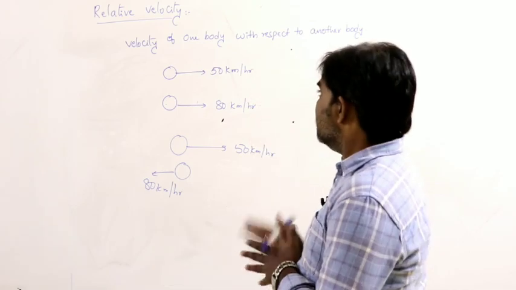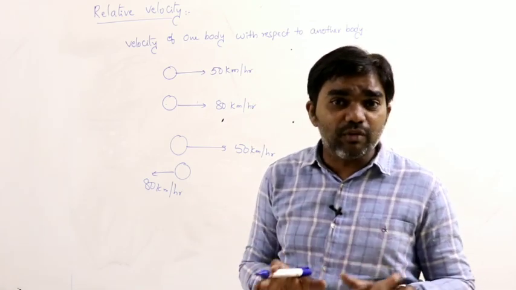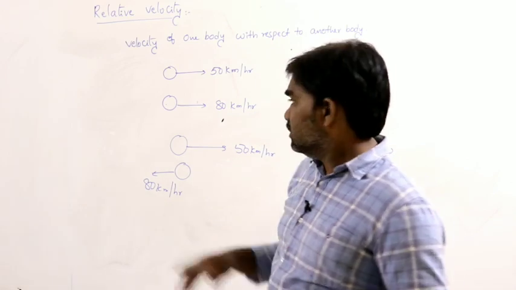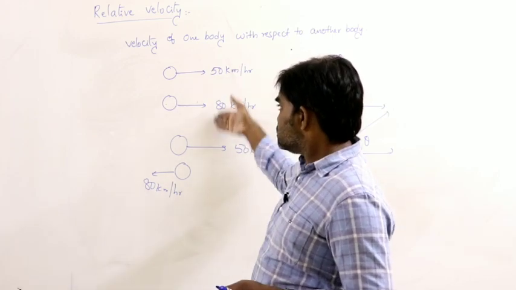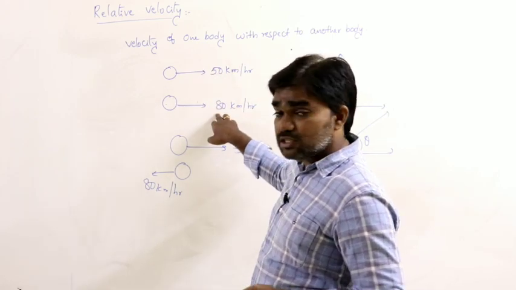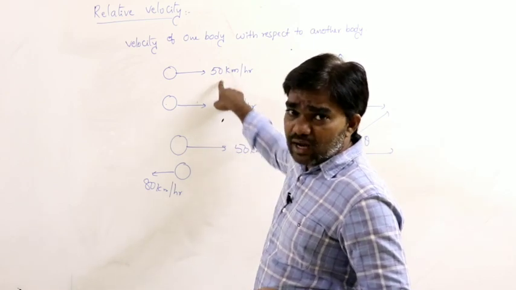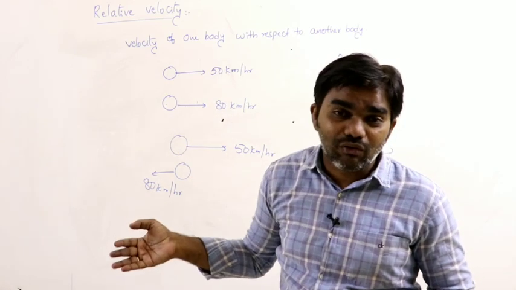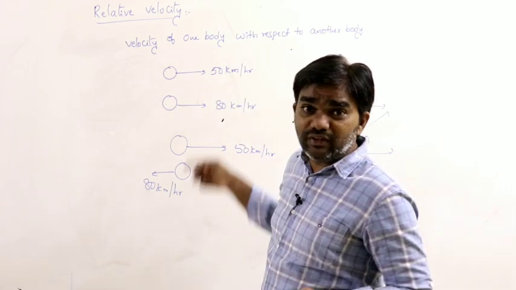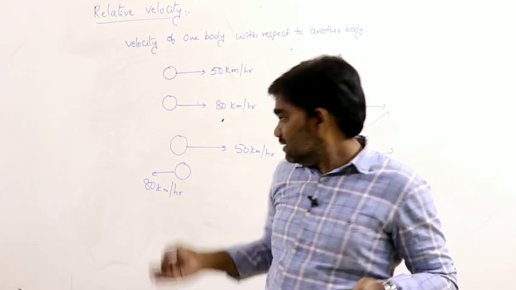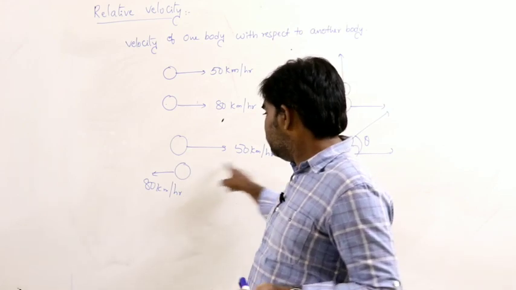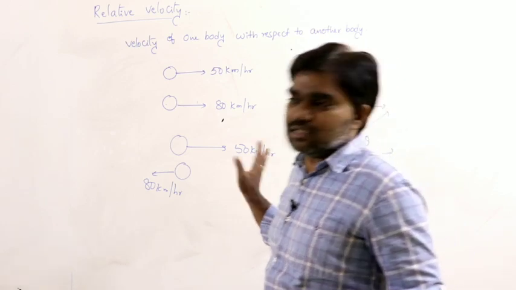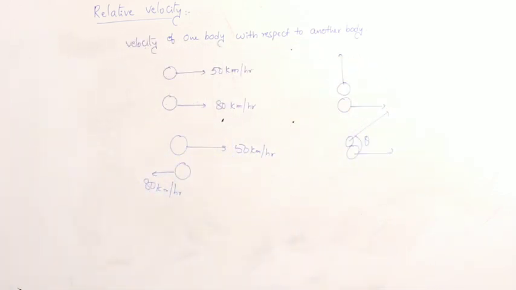Now we can discuss this. Relative velocity means the velocity of one body with respect to another body. Just a comparison, the best comparison. So if both are traveling in the same direction, this velocity is 50 and this velocity is 80. With respect to 50, 80 is 30 more, and with respect to 80, the 50 is 30 less. But if both are traveling in opposite directions, with respect to 50, this 80 is more, and with respect to 80, 50 is more. So let us discuss in which situation how we can calculate the relative velocities.